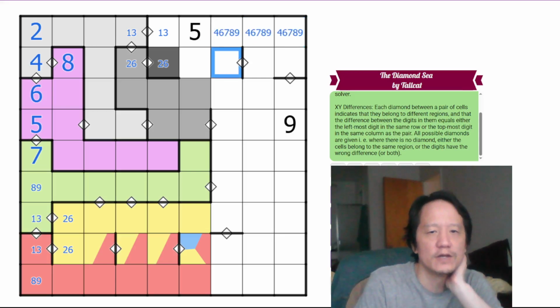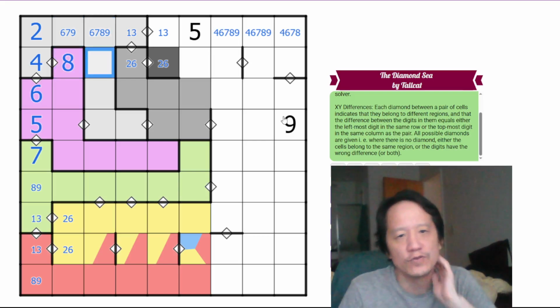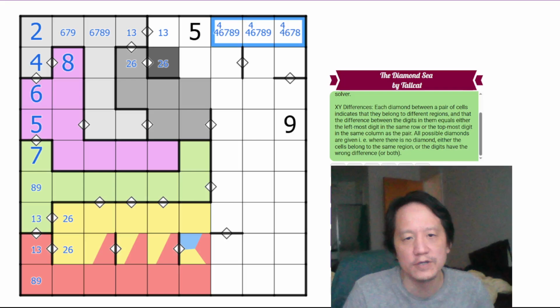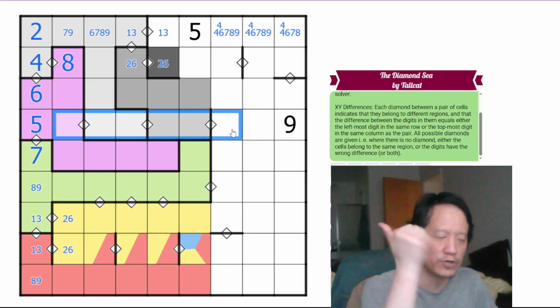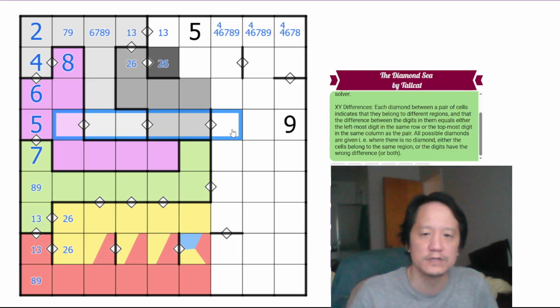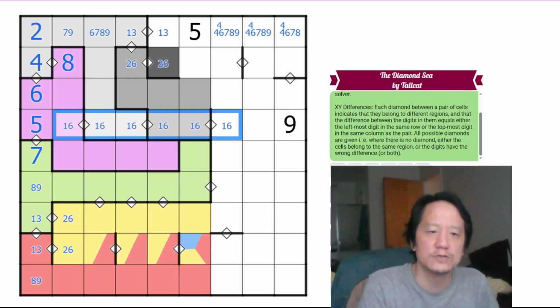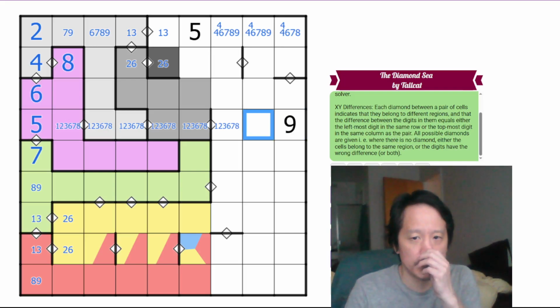And this can't be 9. This can't be 4, so this is 6, 7, 8, 9, but this can't be 8 either. So 4 has to be one of these 3. This can't be 6 because of the 2, 6 pair in the column. These have a difference of 5, so it's either 1, 6, 2, 7, or 3, 8. Right? Therefore, that leaves 4 here.